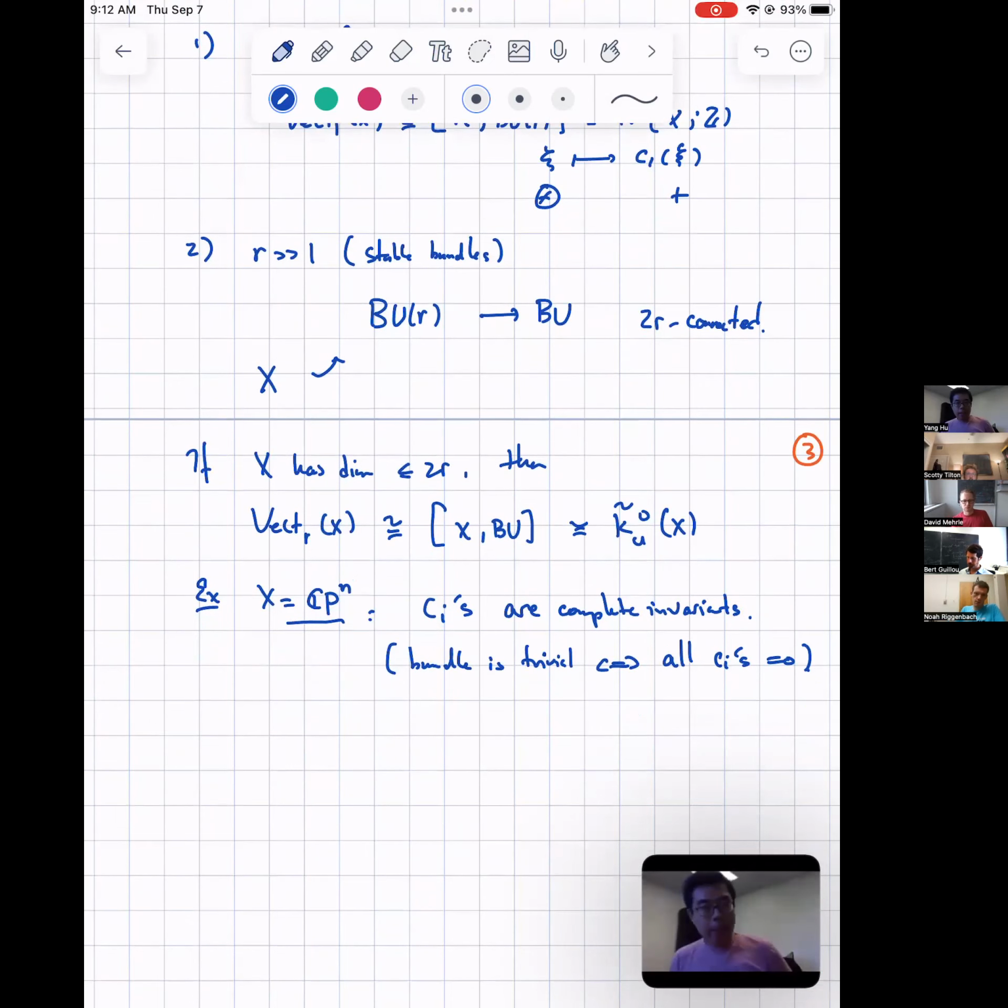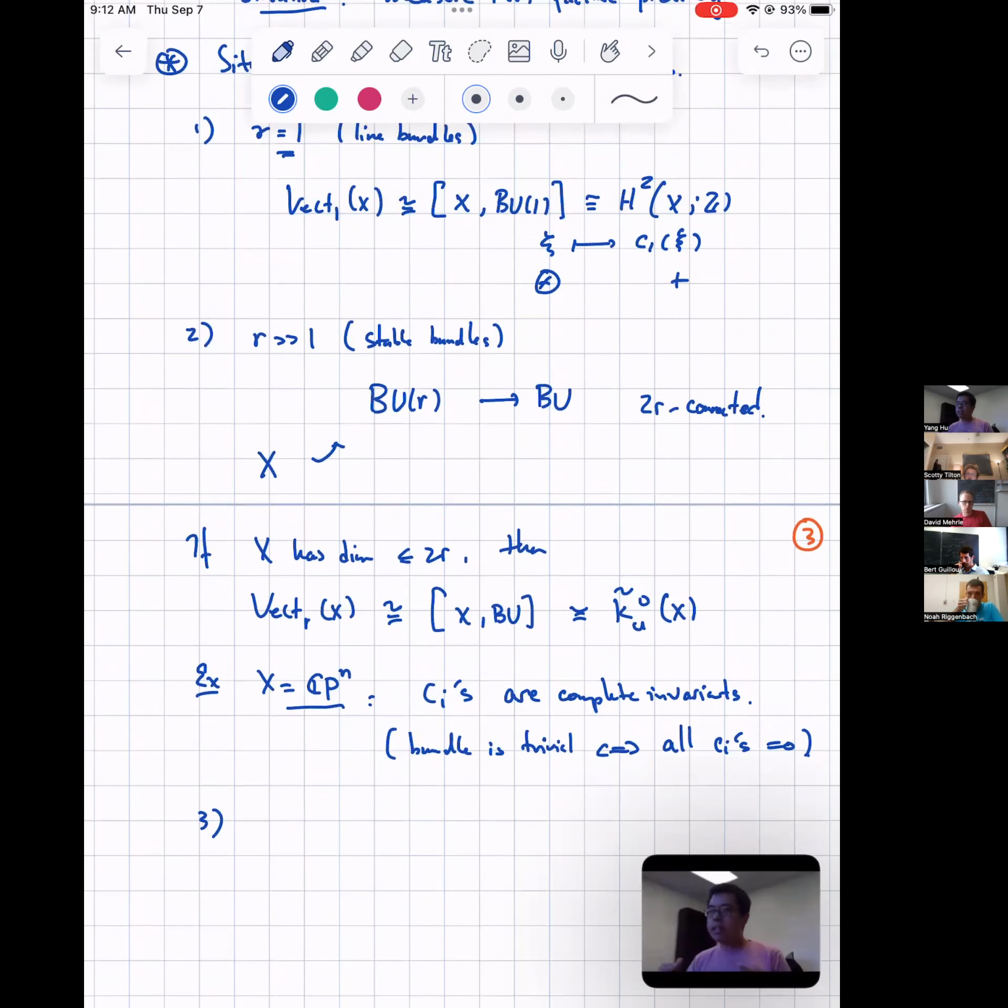Okay, and perhaps another case is, so another standard idea in homotopy theory to study homotopy classes of maps between two spaces is to do some localization.